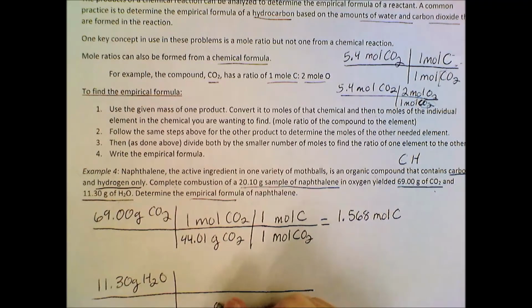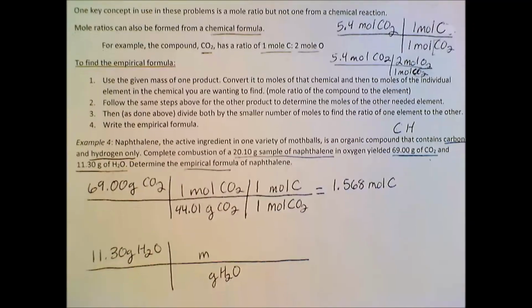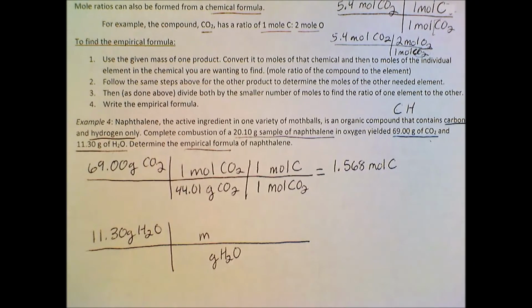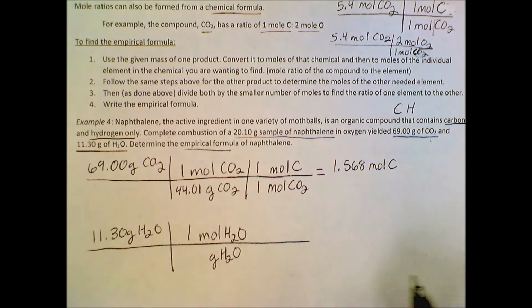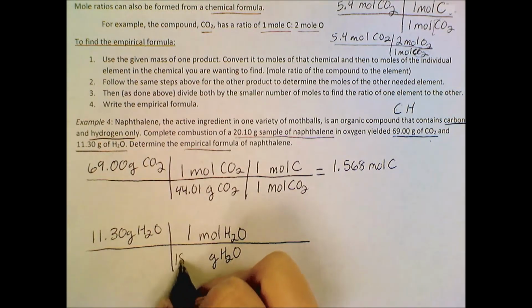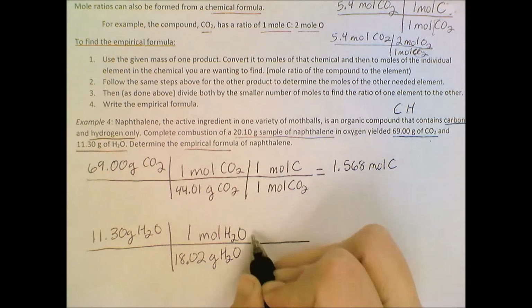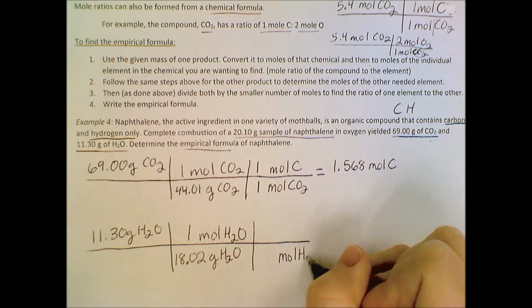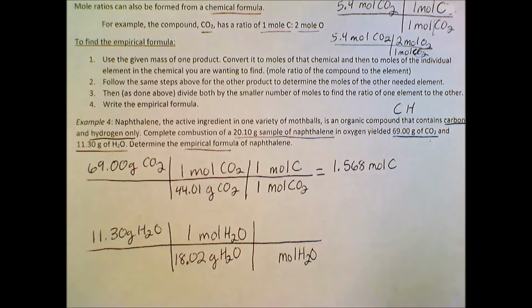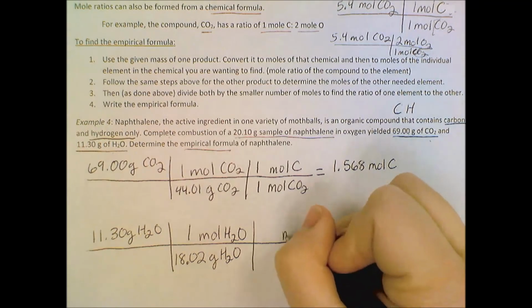We want to change from grams of water. Oh, you guys cannot see that. I'm sorry. Okay, we want to change from grams of water to moles of water. So in 1 mole, molar mass is 18.02. And then again, we want to change from moles of water, and we want to hone in on just the element we want. We only want the hydrogen.